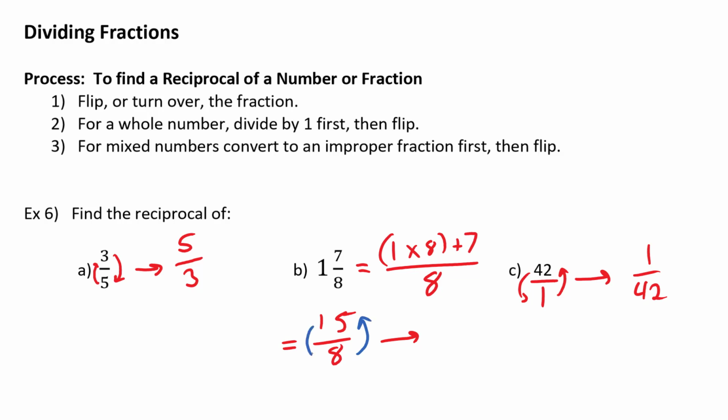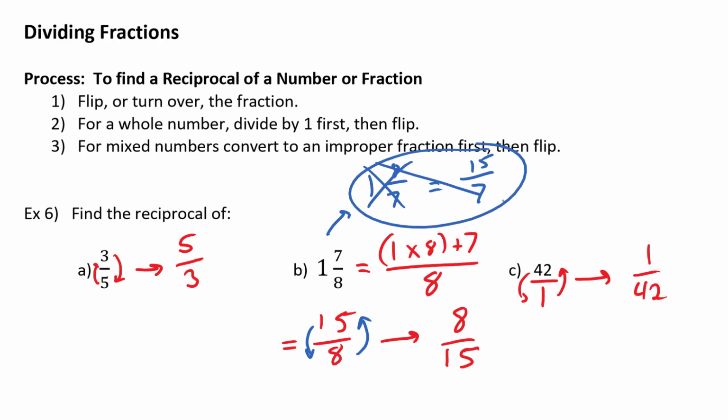This comes up and this comes down, and we get 8 over 15 as the reciprocal of 1 and 7 over 8. Please be careful of this. Many a student has said, oh, this is easy, sir. This is just 1 and 8 over 7. Wrong. You can't do it that way. Notice these values. 1 and 8 over 7, that would be what? 15 over 7. Not even close to 8 over 15. So please don't do this.